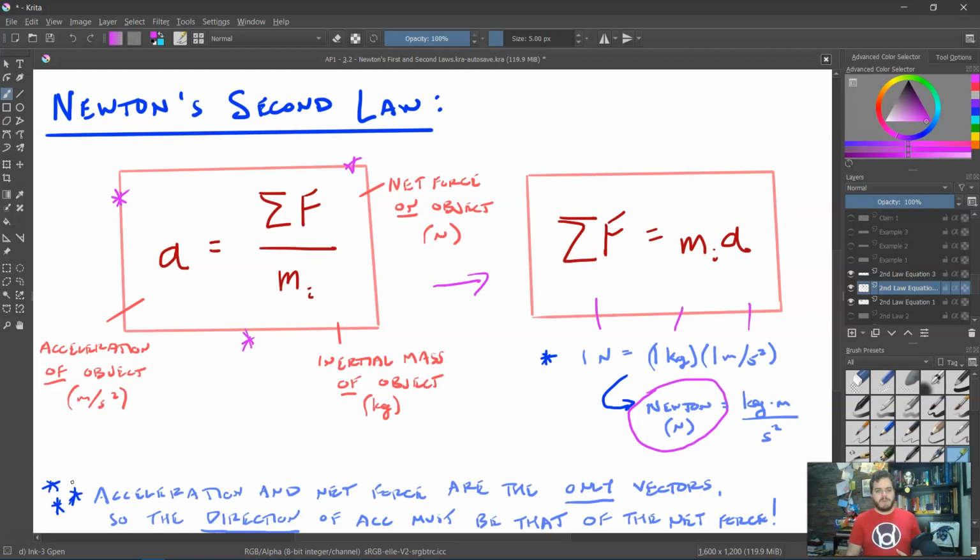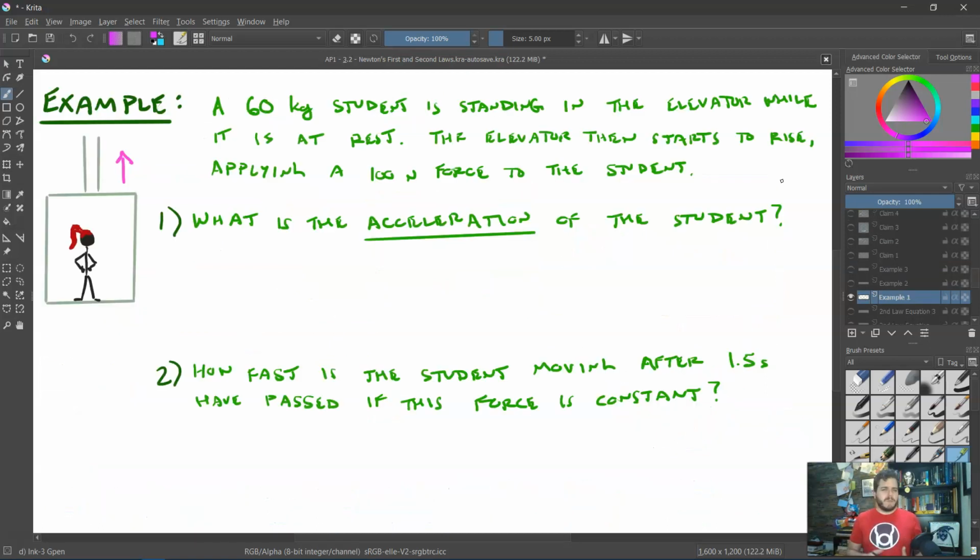A last point we really want to highlight is over here, which is that acceleration and force are both vectors, while inertial mass is not. There's no direction to mass. So that tells us that whatever the direction of the net force is also the direction of the acceleration. So whichever way the net force is pointing, that is the direction the acceleration is going to go. Or, if we know an object is accelerating in a certain direction, then we know that the net force must be in that direction. So let's just look at a really quick, easy example.